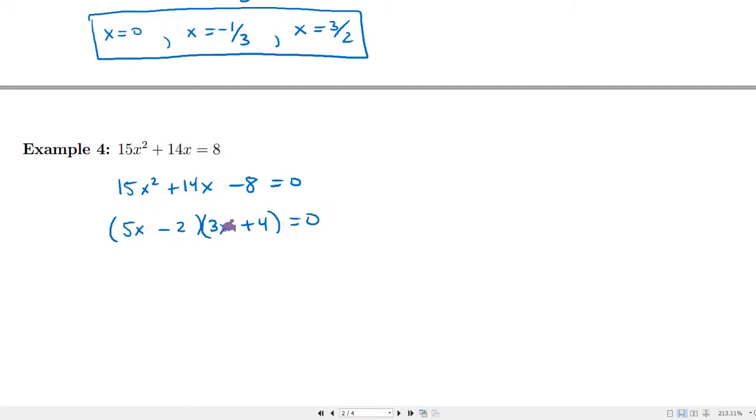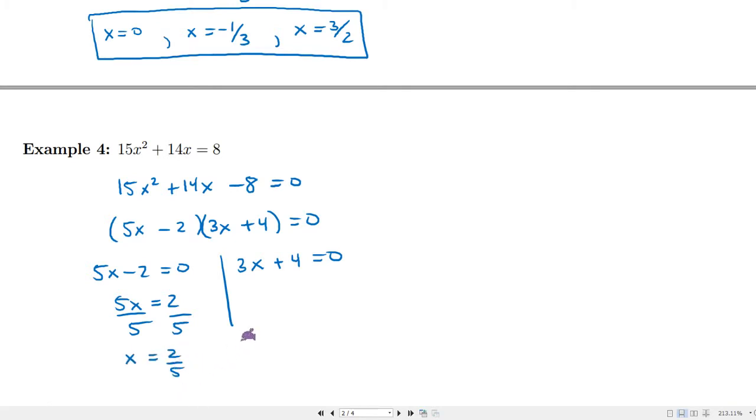So we'd have 15x squared, so that's good, and the minus 8 is good, but then we have 20x minus 6x will give us the 14x, so that looks good. So that means we have 5x minus 2 equals 0, or 3x plus 4 equals 0. So adding the 2 over, we have 5x equals 2, divided by 5, we have x equals 2 over 5. And over here we would have, subtracting, 3x equals minus 4, divided by 3, we have x is equal to minus 4/3.